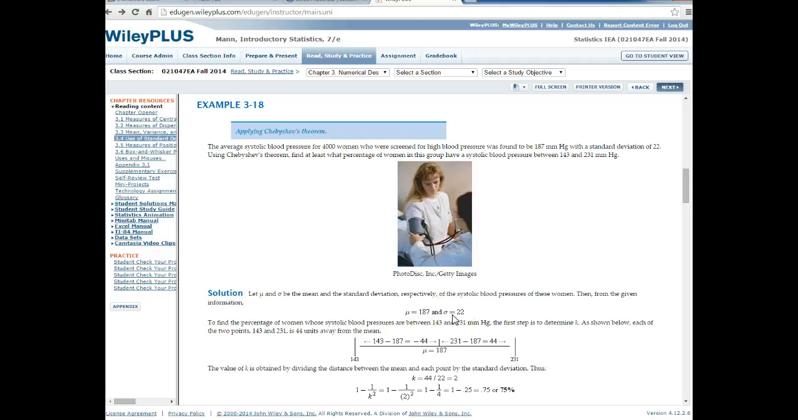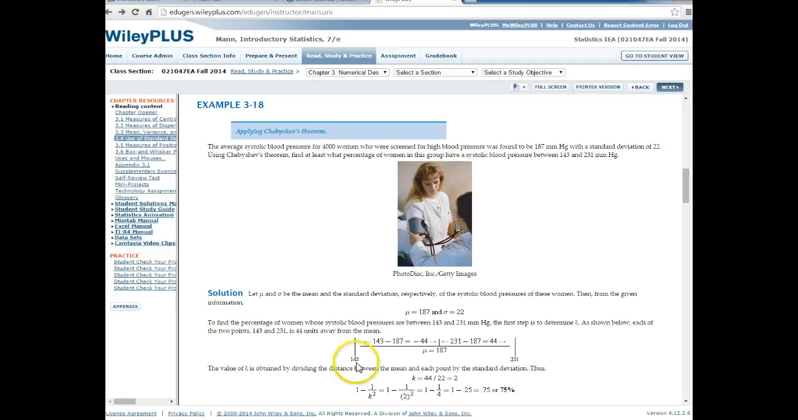Of course, if we want to go 2 standard deviations, we have to do that calculation again. So 2 standard deviations is plus 44 and minus 44. Plus 44 gives us 231, right? And minus 44 gives us 143. They should have the numbers here actually. Yes, here they are: 143 and 231.